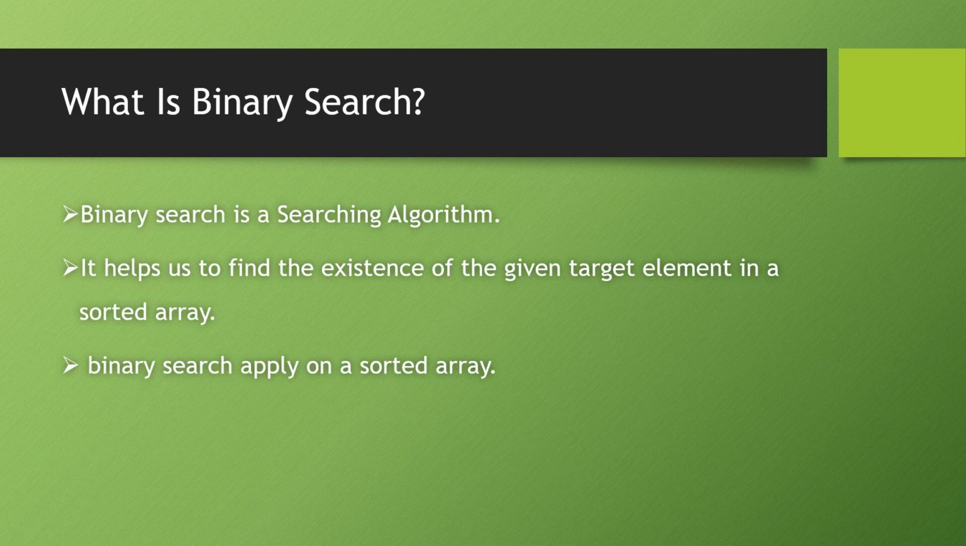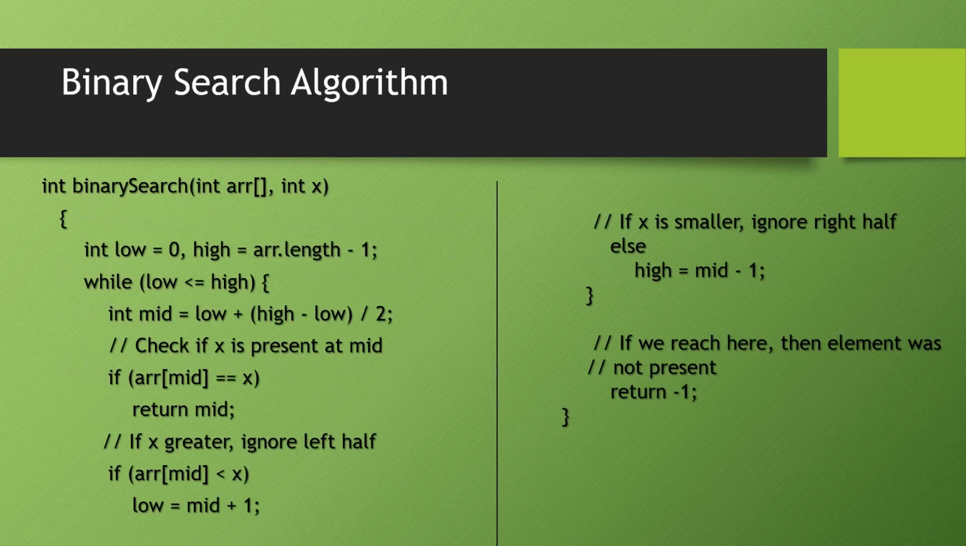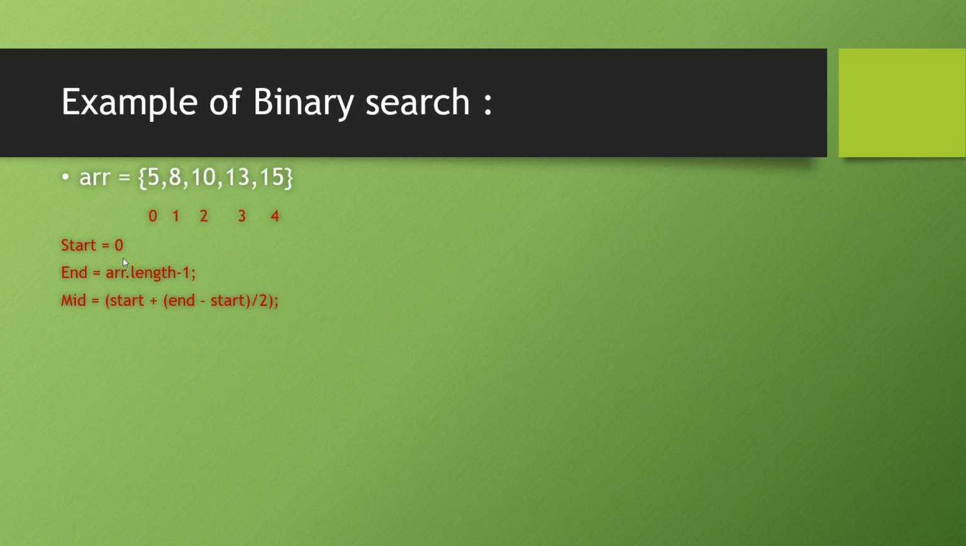If a target element is given in the question and an array also, and we have to find the index of the target element in the given array, then we use binary search here. So let's discuss this one, the algorithm of binary search. How does it work? Let's take an example. Here the array is 5, 8, 10, 13 and 15. Their indices are 0, 1, 2, 3 and 4.